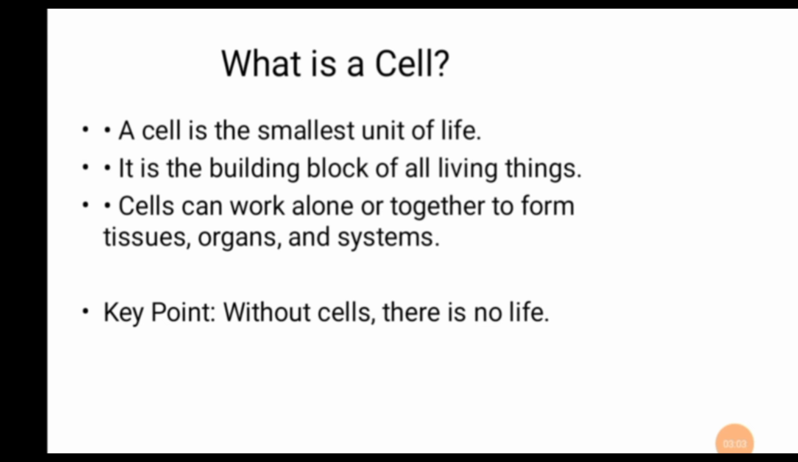Remember that cells cannot be seen with our eyes. We have to make use of a microscope, certain electron microscopes, for us to be able to view what a cell is. That is why it is called the smallest unit. So we can also say it is the building block of all living things. A cell can work alone or it can work together to form tissues, organs, and systems. The key point here is that without cells, there is no life. Now let's talk about cells working alone or working together to form tissues, organs, and systems.